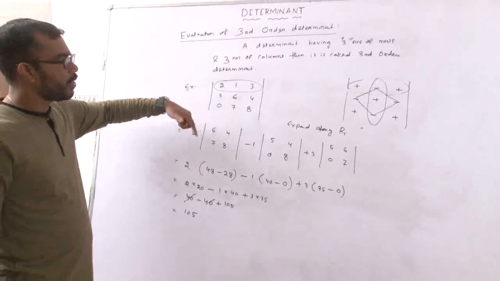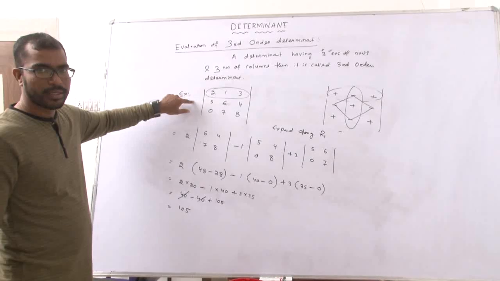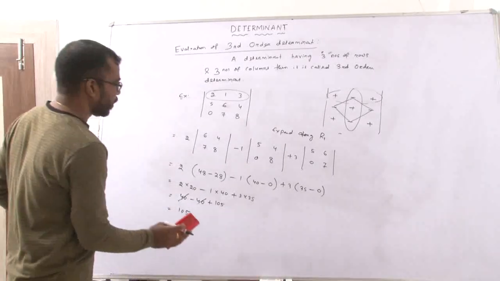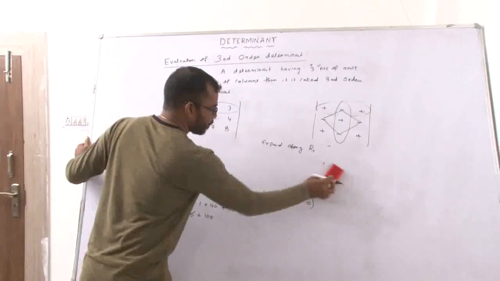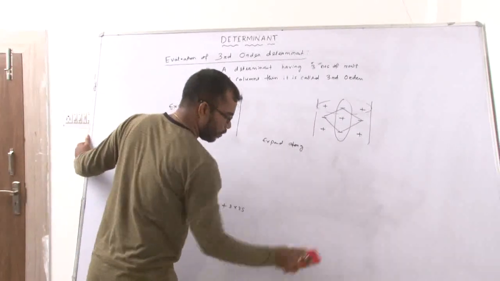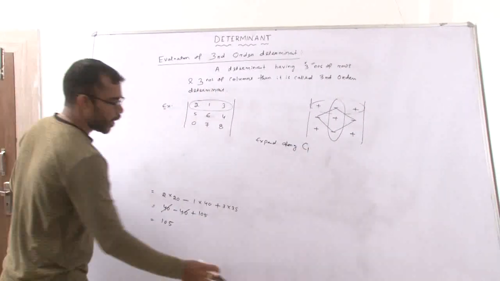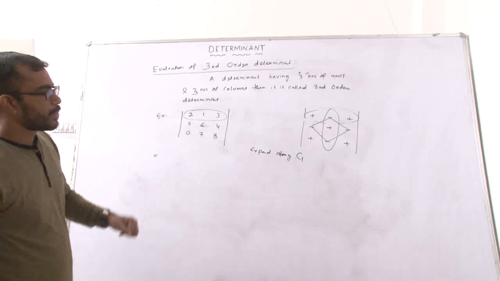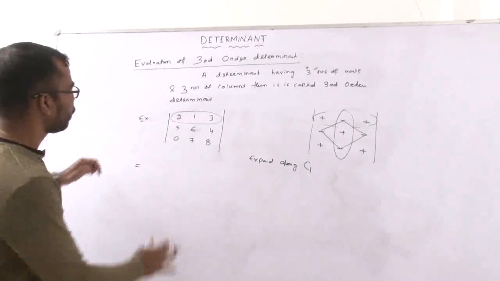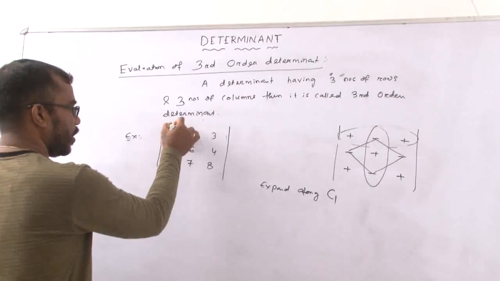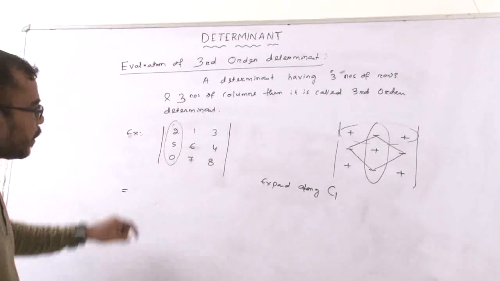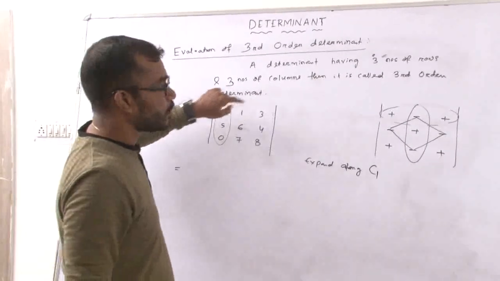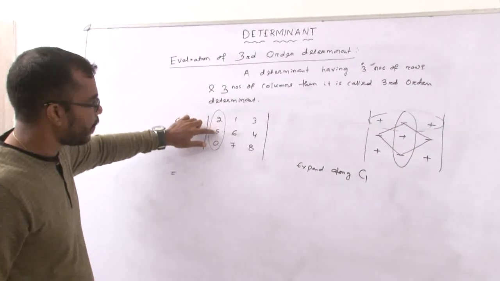Now let's check another way to expand this determinant. Is the answer correct or not? Now take the same example, but we expand along, suppose, column 1. Let's start. Here is column 1. These are the elements in column 1. First, we understand the signs of column 1. First is plus, then minus, then plus.